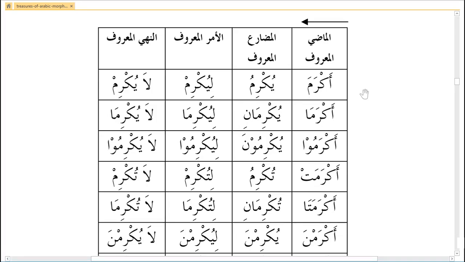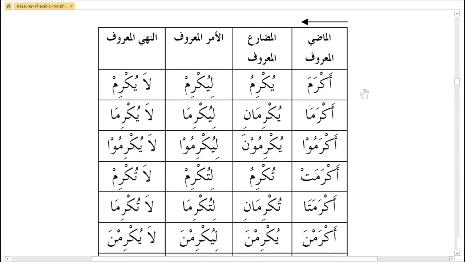Sarfi Kabir is fa'ala, fa'ala, fa'alu, fa'alat, fa'alata, fa'ala. All that is Sarfi Kabir. So we will be looking through the Sarfi Kabir of Babi If'al, which is Akrama. And also just remember this Bab, remember the name.